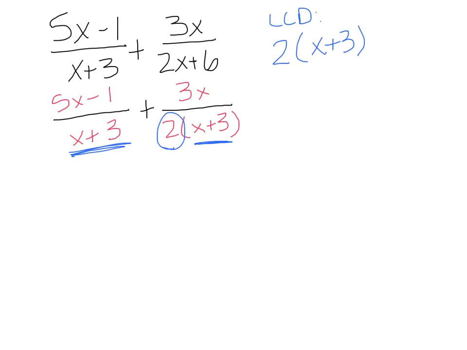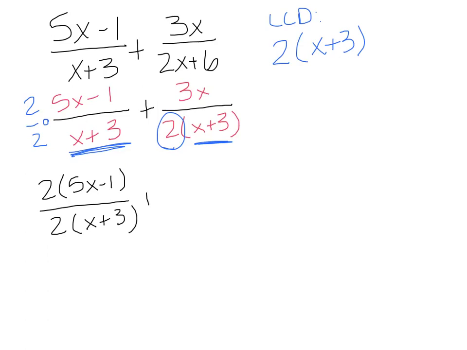This is kind of nice because the second fraction doesn't need to be changed at all. The first fraction does. It needs to have a 2 in the bottom. So if I'm going to get a 2 in the bottom, I'm going to need to multiply by 2 over 2 so that I don't change anything. So when we do that, we end up with the fraction 2 times 5x minus 1 over 2 times x plus 3, plus 3x over 2 times x plus 3. Do not be tempted to cancel those 2's out. They should both be there. We just purposefully put them both there.